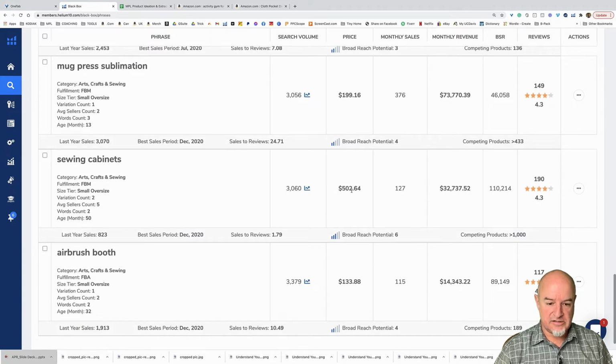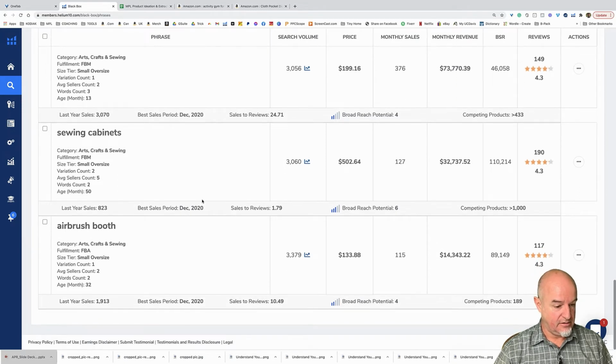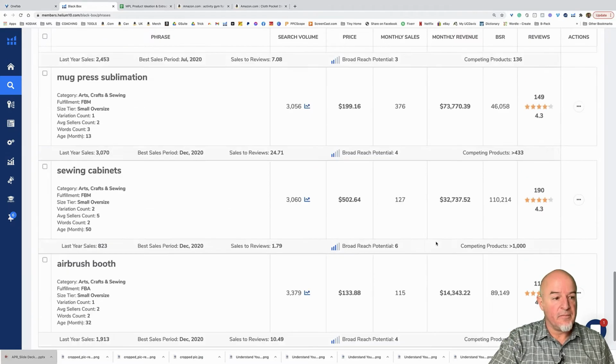Its price is higher on the average, but maybe there's a way to get into this market and sell maybe an accessory to sewing cabinets. Maybe there's a lot of accessories that need to go with sewing cabinets, and you can really use this as a jumping off point to find an idea. Here's an airbrush booth as a search term, as a keyword that has got a decent search volume, selling over your 12,000, and has reviews that are relatively low.